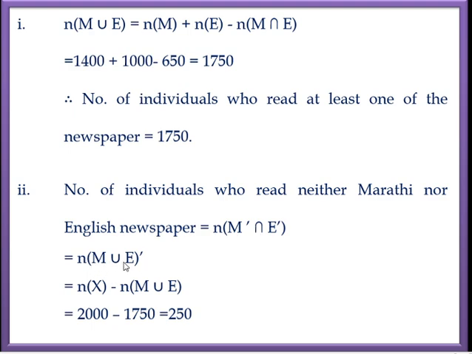Now how to get the number of elements in the complement? To get that number, we subtract this from n of X, right? Because the elements which are not present in the given set but are present in the universal set is that required number. So n of X minus n of M union E, that is 2000 minus 1750. So 250 is the answer. In other words, out of 2000 people, 1750 read at least one of the two. So the remaining 250 do not read any one of these two papers.